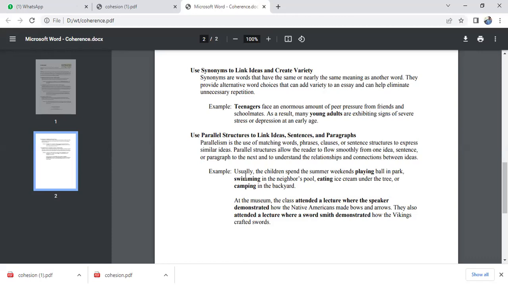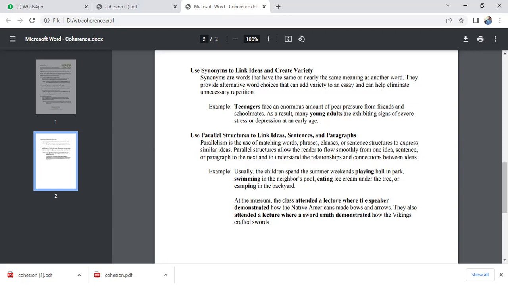Usually the children spend the summer weekend playing ball in the park, swimming in the neighbor's pool, eating ice cream under the tree, or camping in the backyard. Parallel structures are used here, and it allows the reader to flow smoothly from one idea to another. Over here at the museum, the class attended a lecture where the speaker demonstrated how the Native Americans made bows and arrows.